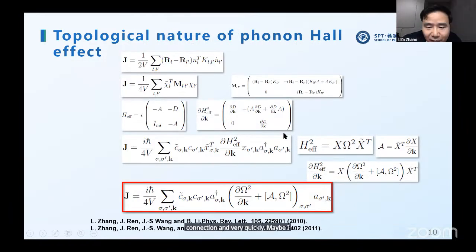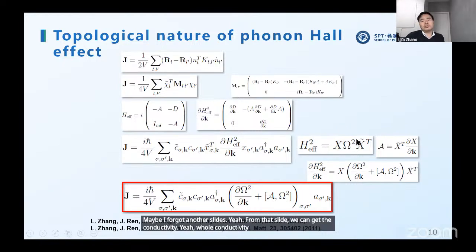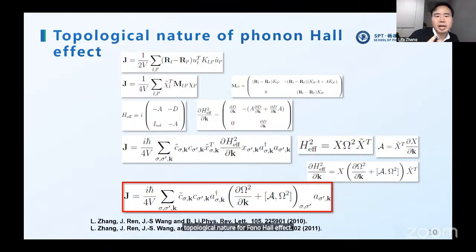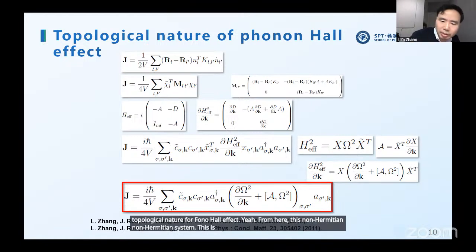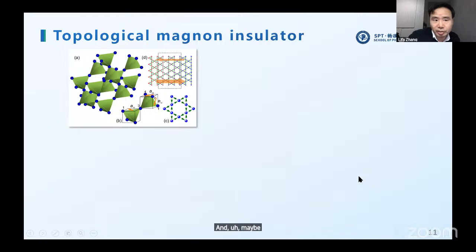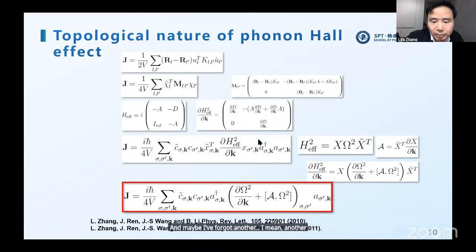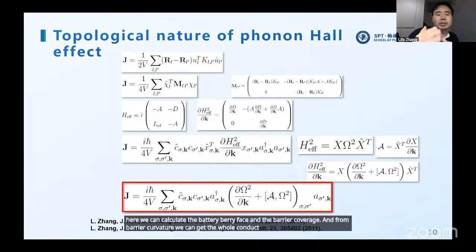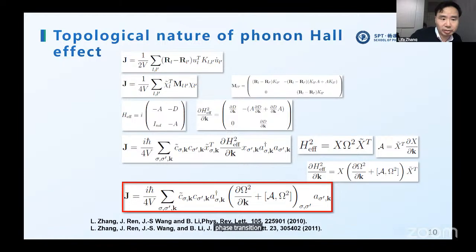Maybe I forgot another slide. From that slide we can get the conductivity, the Hall conductivity. So this is maybe just the start of the topological nature of the phonon Hall effect, from this non-Hermitian system. This is the standard non-Hermitian system. We get the left wave function and right wave function. Then we can calculate the Berry connection and the Berry phase. Sorry, from here we can calculate the Berry phase and the Berry curvature, and from the Berry curvature we can get the Hall conductivity. We found the topological phase transition for the phonon Hall effect. So this is the topological nature of the phonon Hall effect.